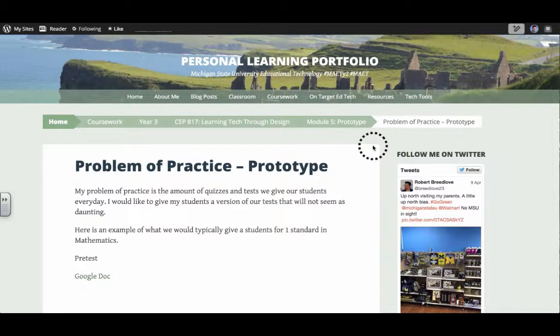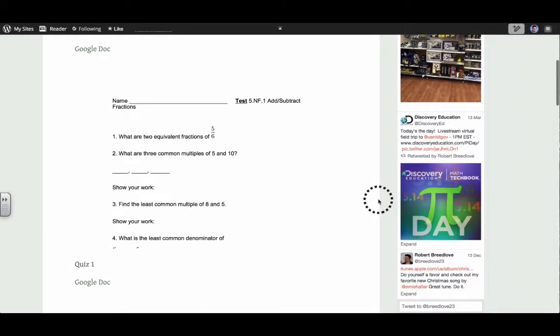This is my problem of practice testing video going over my testing phase of my development. My problem of practice in CEP 817 is the amount of tests and quizzes that we give our students every day. What we typically do is give a pre-test.